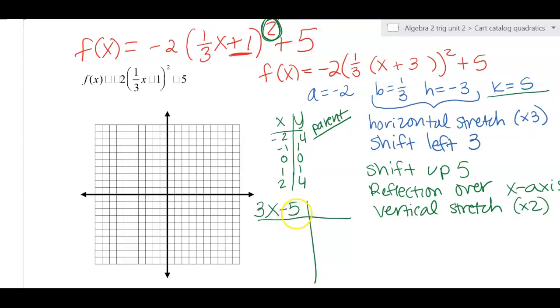And then, oh, sorry, left 3. Sorry. And moving to the left 3. Is that okay with everybody? Sorry about that error. Then vertically, we're reflecting and we're stretching by 2. So we want all the y distances to double and then go in the other direction. And then we want to take the whole parabola and we want to move it up 5.